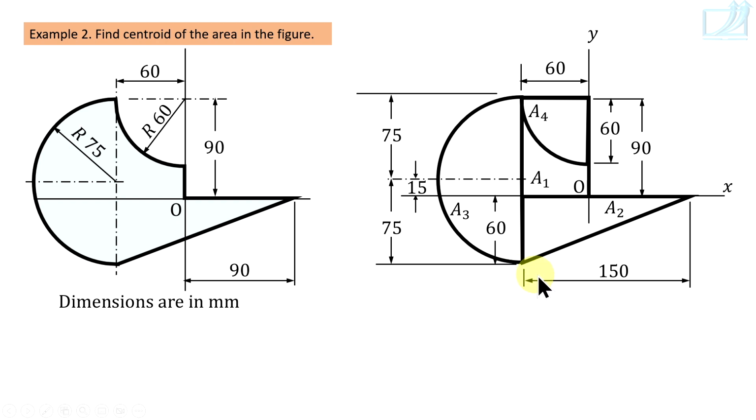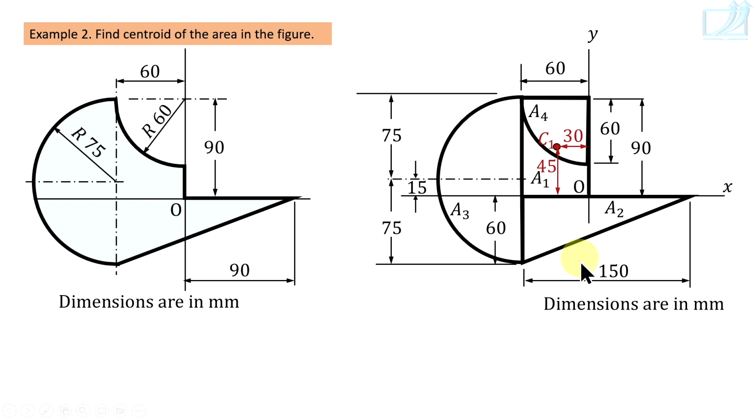Dimensioning is very important. Now let's look at the center of each standard shape. Area A1 is a rectangle. Somewhere here its center C1 is. H by 2, B by 2, we know that. So half of 60 and half of 90. All dimensions are in millimeter here. Half of 60 is 30 and half of 90 is 45. So from the vertical edge of the rectangle, the distance is 30. From the horizontal edge of the rectangle, the distance is 45.